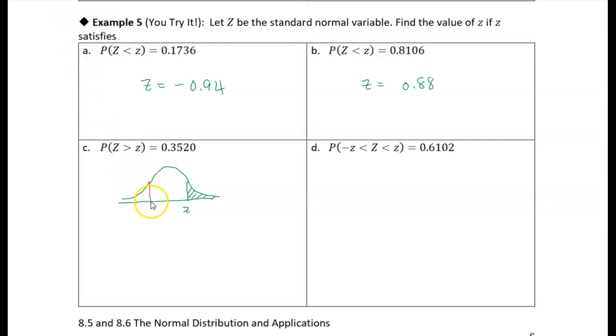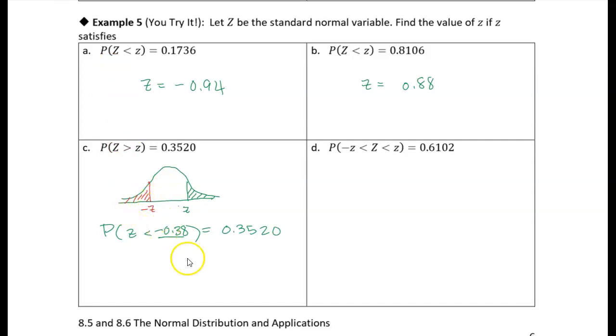I think this example is probably better than the one in example four, because it's easier to see that, because of the symmetry of this table, if I look up the opposite sign of z, then I'll get the negative of what I want. So I'm looking for a z score such that the probability that z is less than that value is, in this case, 0.3520. I just go into my table, look for a probability value of 0.3520, and then find the corresponding z score. And I get a negative 0.38.